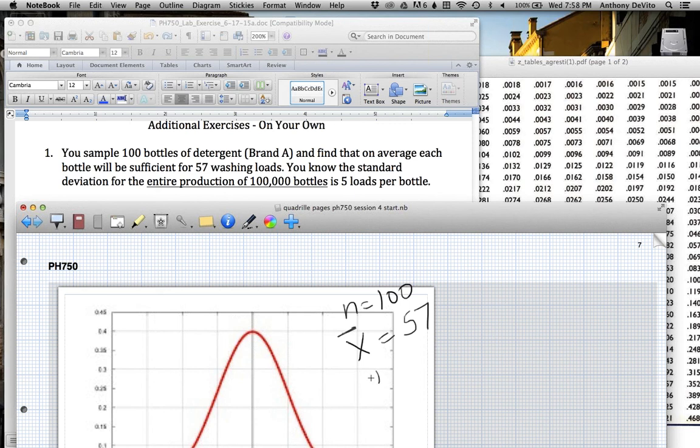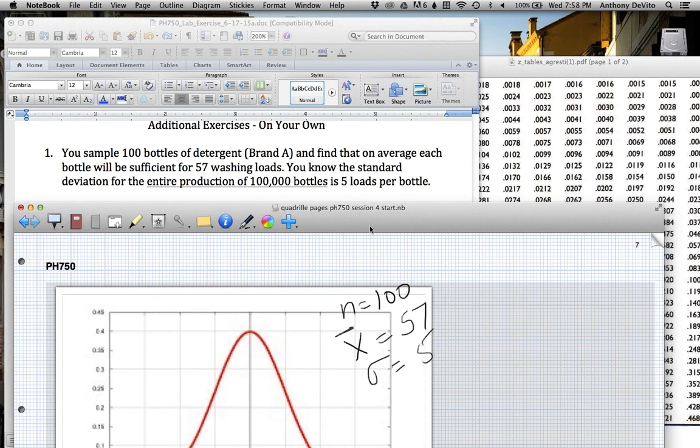Now, for some reason, some accident, we know that the standard deviation for the population, sigma, is equal to 5. The spread is, 95% of the time you'll get between 47 and 67, and so on and so forth. That's what sigma represents. 95% of the time you'll get a number of loads that's 10 below the population mean mu and 10 above the population mean. That's what sigma is telling us.